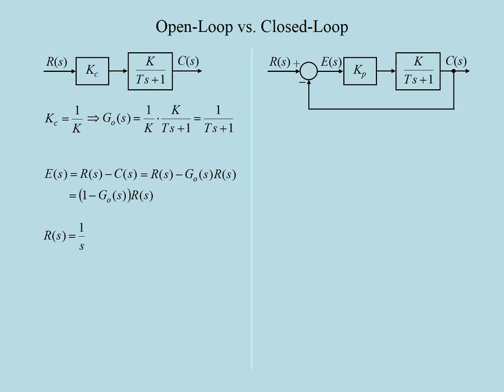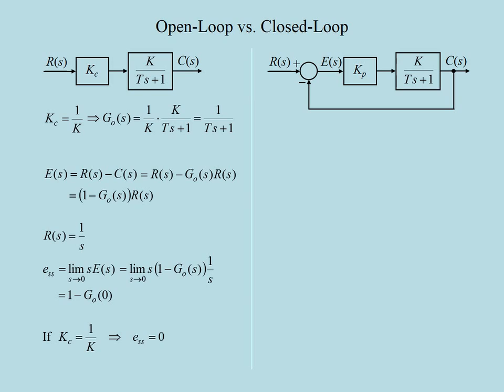Then, for a unit step input, the steady-state error can be obtained using the final value theorem, and it turns out to be 1 minus GO of 0. Here, we see that by choosing the controller gain as the inverse of the gain of the plant, we can make GO of 0 equal to 1 and therefore achieve 0 steady-state error.